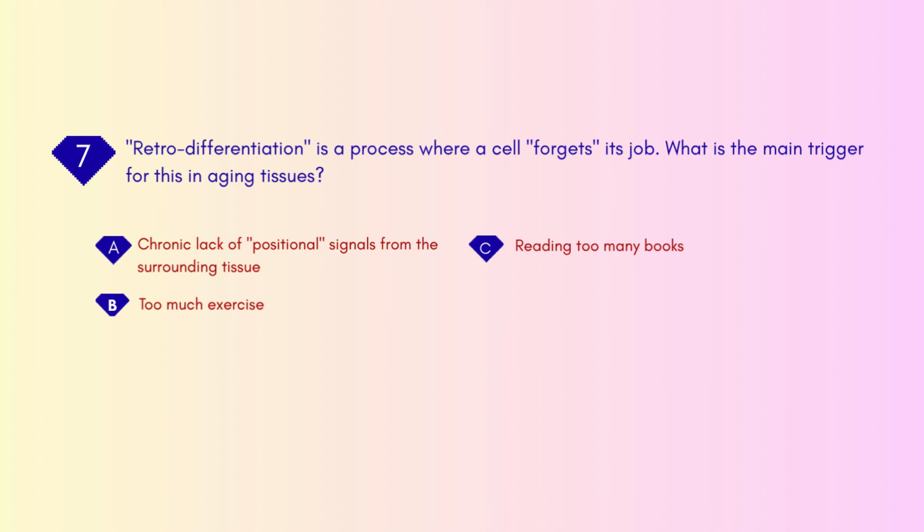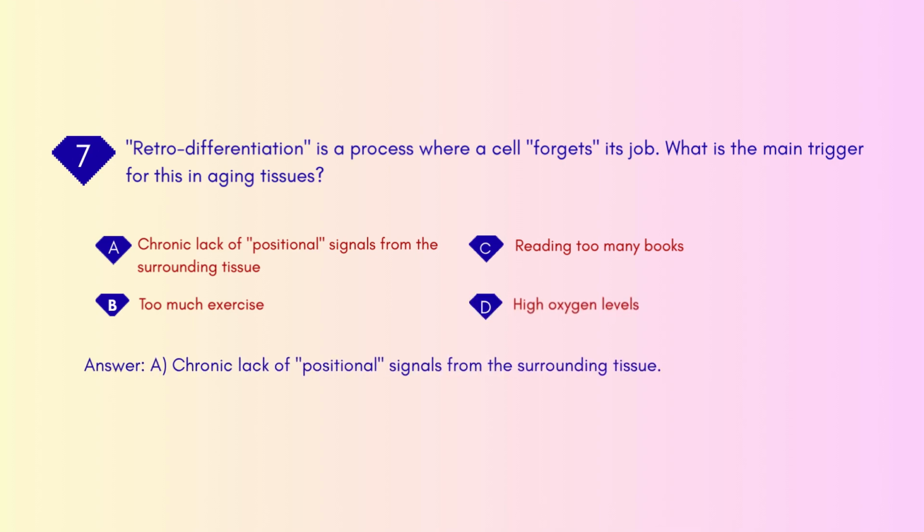C. Reading too many books. D. High oxygen levels. Answer: A. Chronic lack of positional signals from the surrounding tissue.